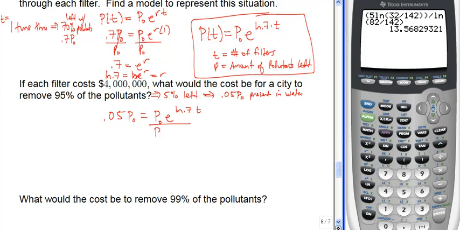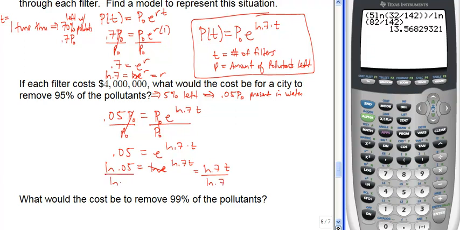So if I divide through by p sub 0, these are going to cancel out. I get 0.05 equals e to the ln of 0.7 times t. Take an ln of both sides. That cancels out the e, giving me ln of 0.7 times t. And to finish solving for t, I can divide by ln of 0.7. So my t is going to be ln of 0.05 divided by ln of 0.7. And this t, remember, is the number of filters needed.